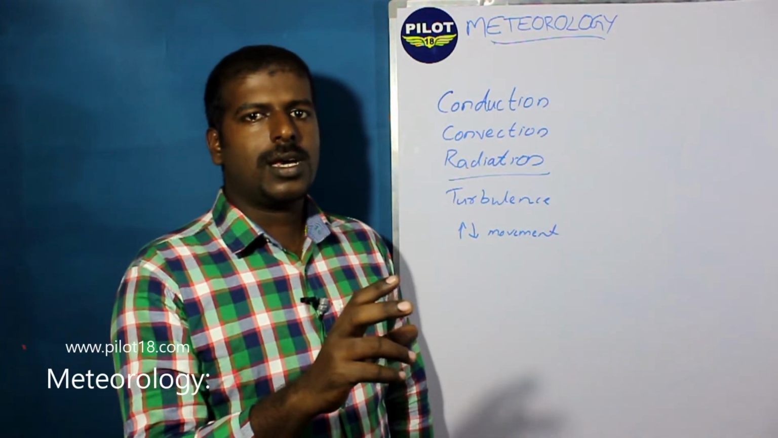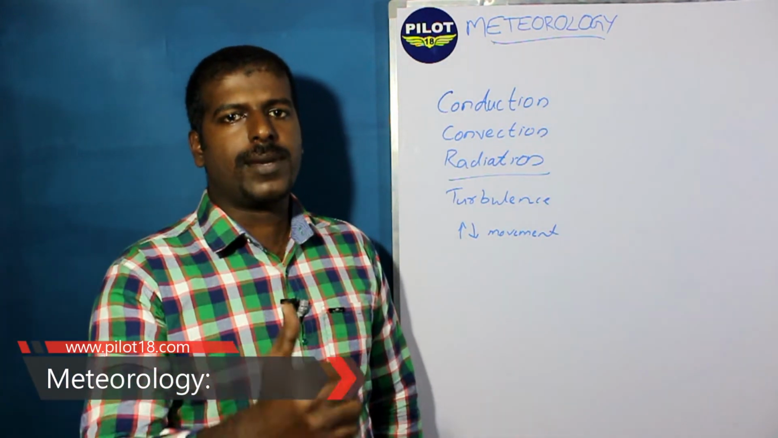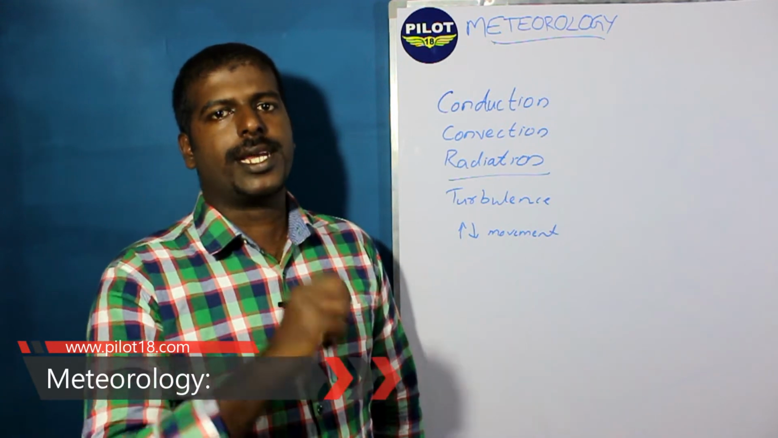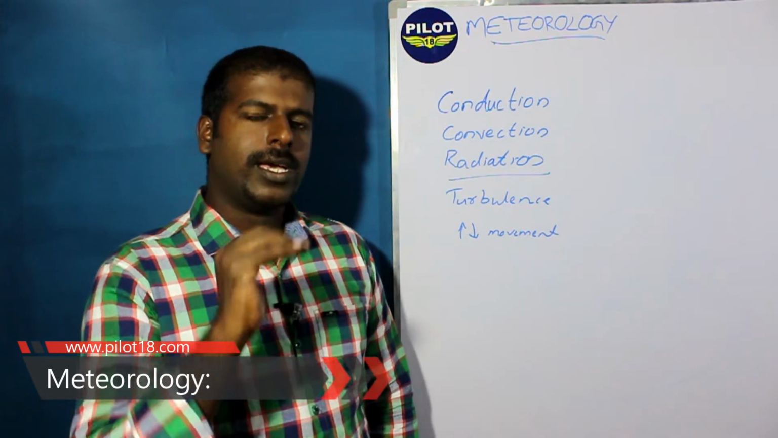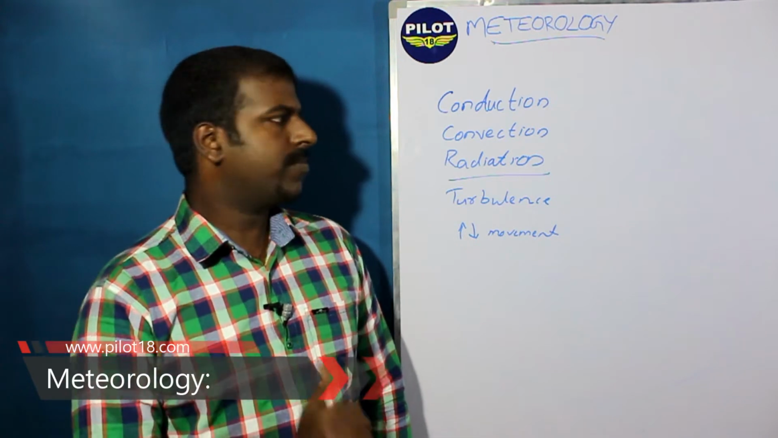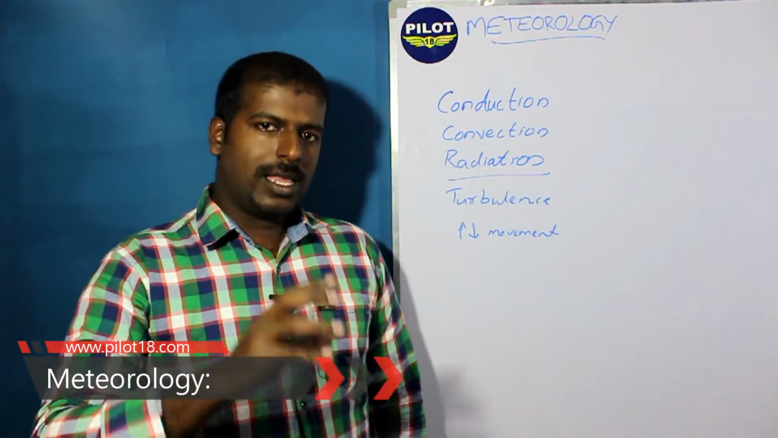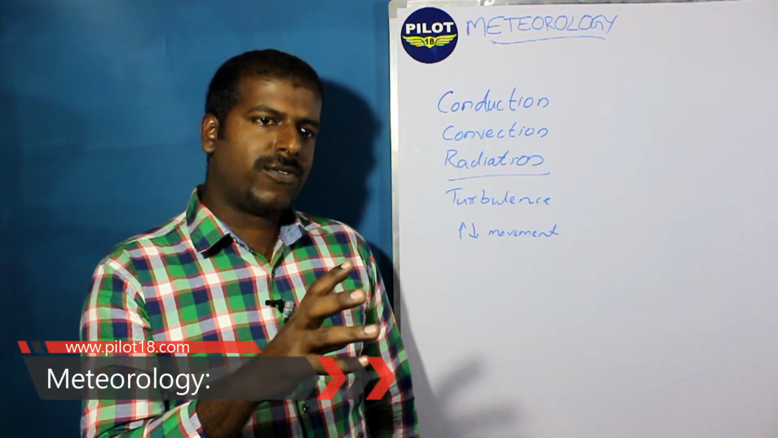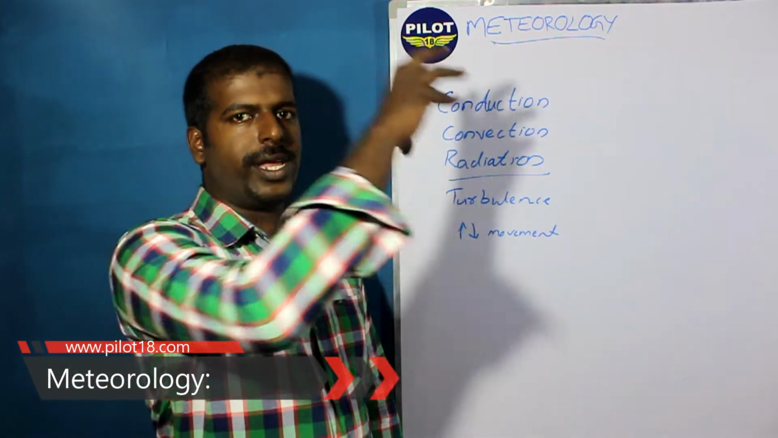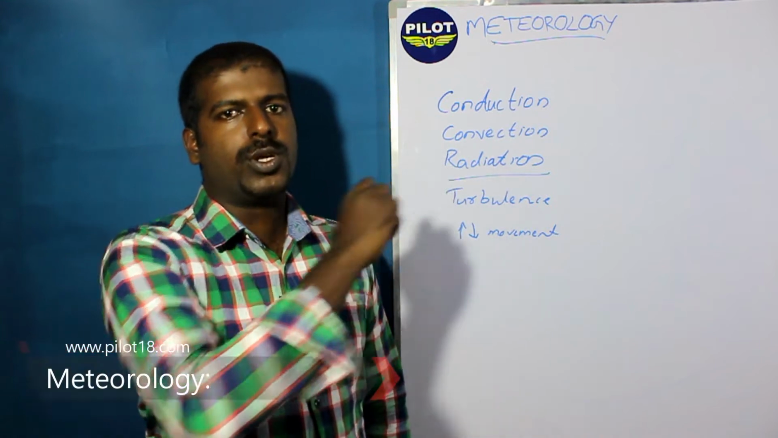Through this, transfer of heat happens from earth to air. That is called conduction, because direct contact is there between earth and the air adjacent to the earth. Okay. Then comes convection. What is convection? The heated object itself is moving from one place to another, transferring the heat from one place to another.